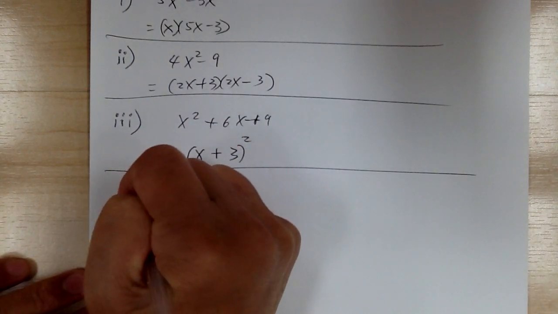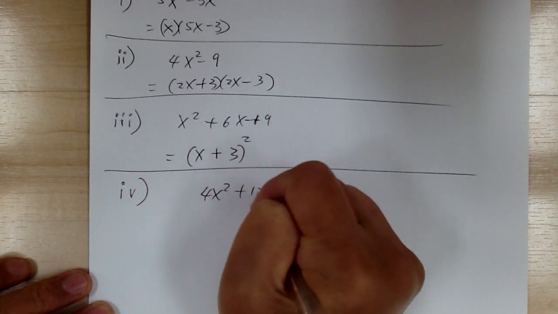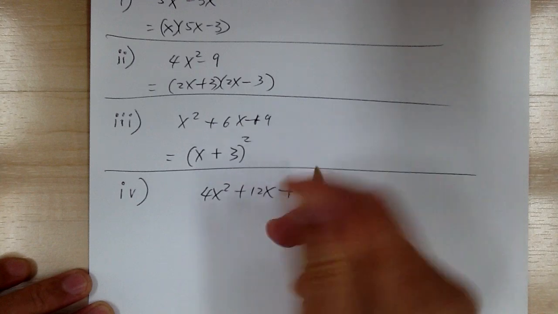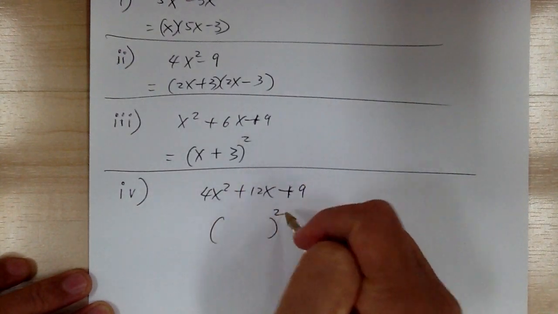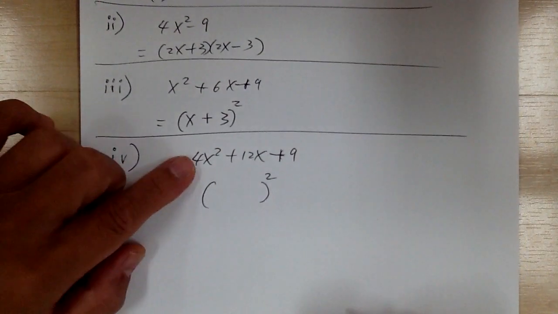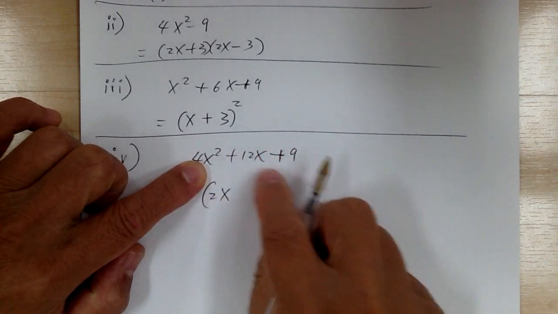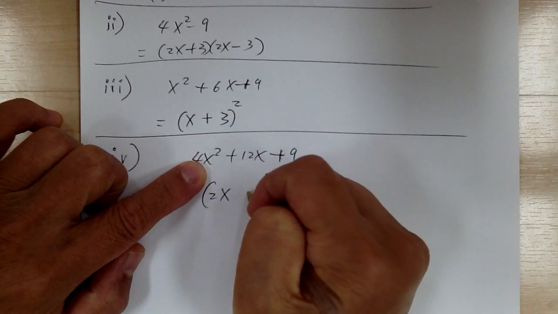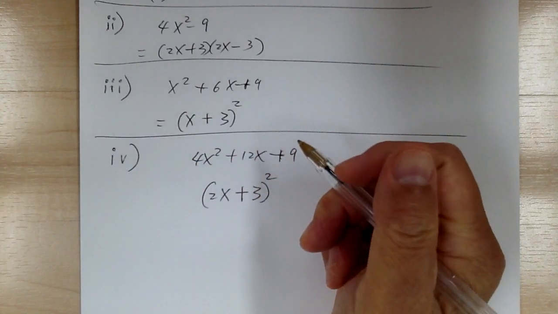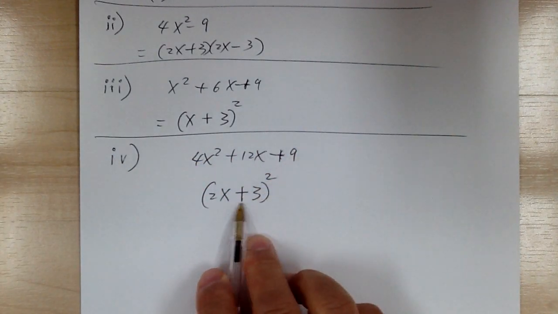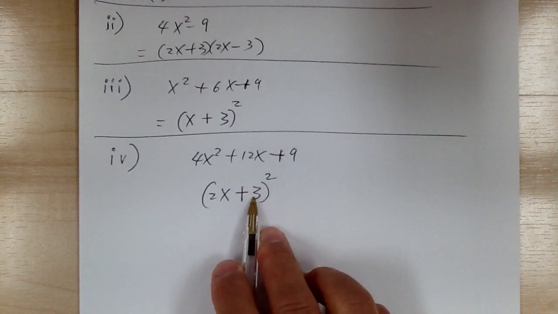Now the next one, you've got 4x squared plus 12x plus 9. Again, this is a perfect square, perfect square, perfect square. Let's check to see if this is a perfect square. To get 4, I need 2, since 2 squared gives 4. To get this, I get x, since x squared gives you that. To get 9, I need to get 3. And since this is a plus, I need to get plus. Because to get 9, negative 3 squared gives you 9, and positive 3 squared also gives you 9.